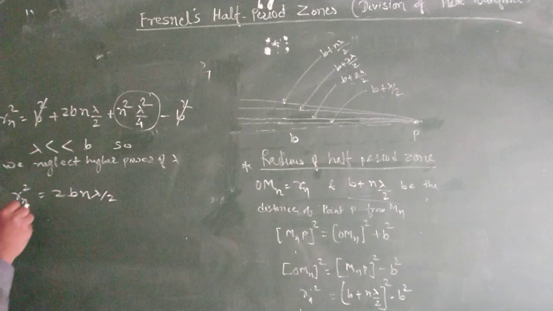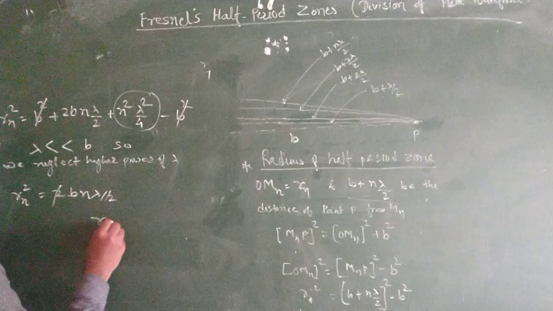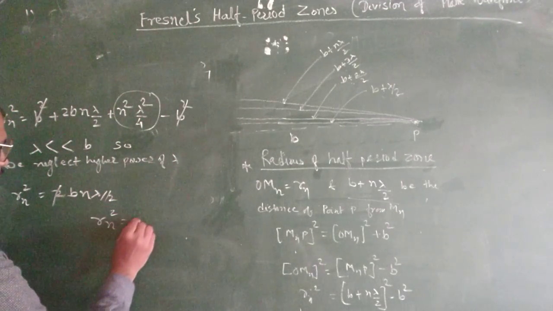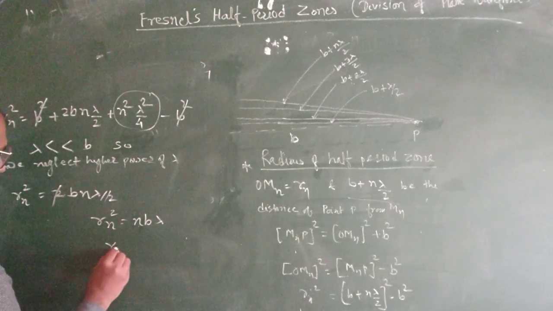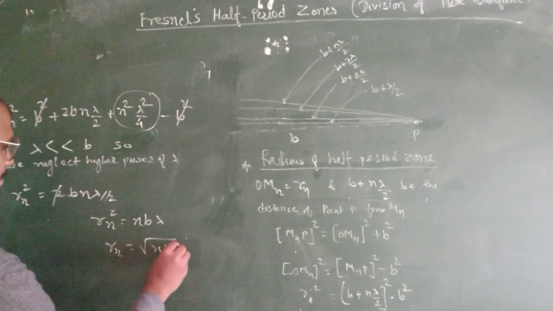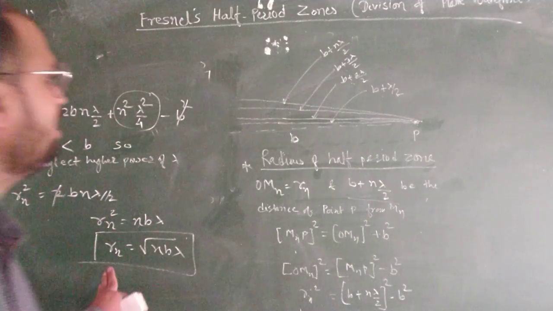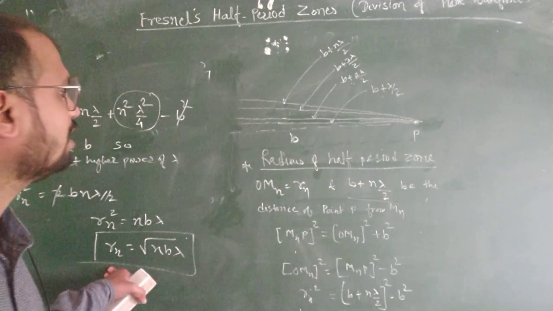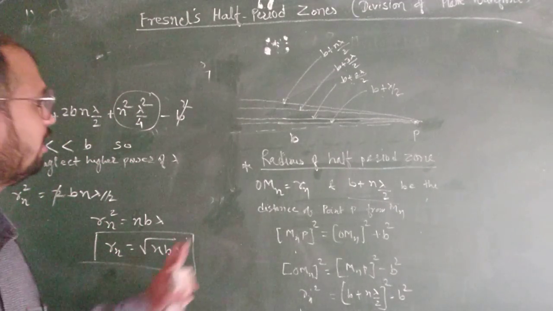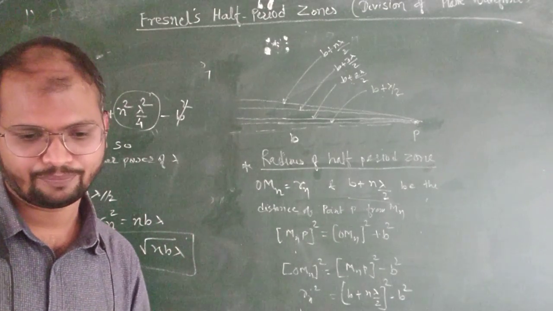Rn square is equal to twice b n lambda by 2, and this twice cancels out. So Rn square is equal to n b lambda, so Rn is equal to the square root of n b lambda. This is the nth radius of the half period zones. From this equation we calculate the radius of the half period zone.